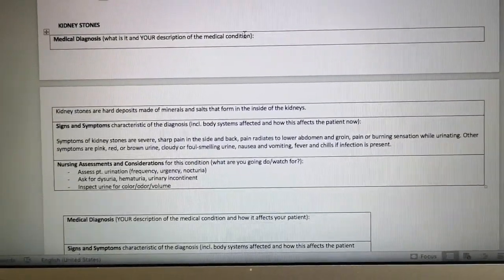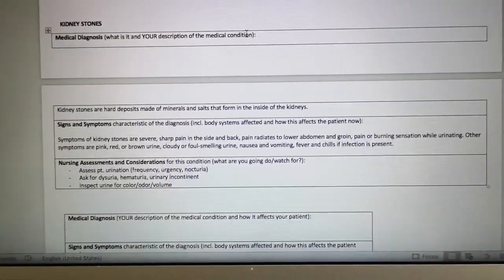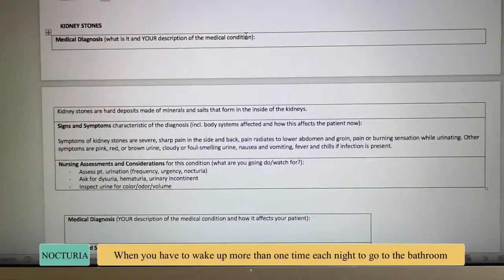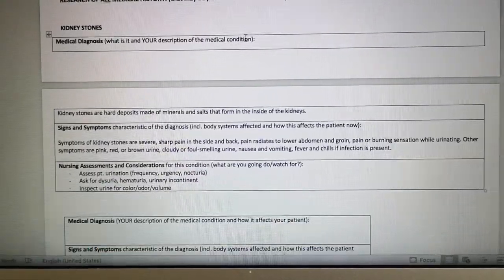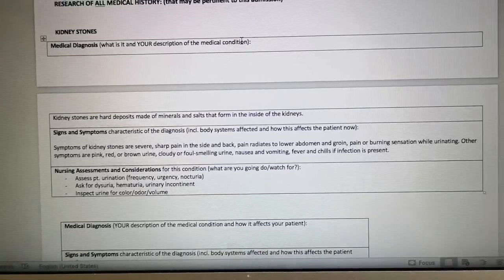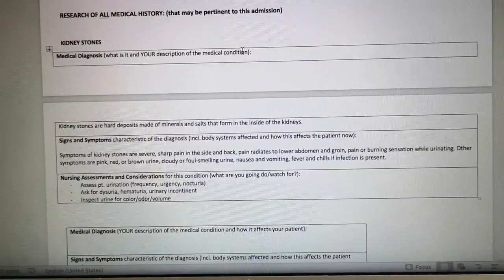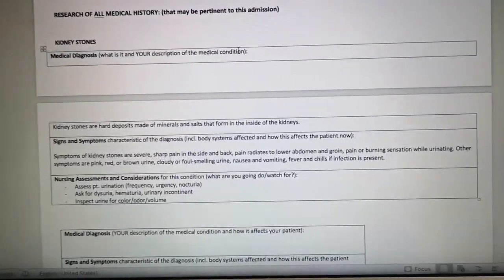So we have to assess the patient's urination, their frequency, their urgency, if they're having nocturia, and you have to ask the patients if they're feeling dysuria, if there's any hematuria, urinary incontinence, and you have to also inspect the urine for color, odor, and the volume. These are just examples of the medical histories that a patient might have, but this is not my patient's medical histories.